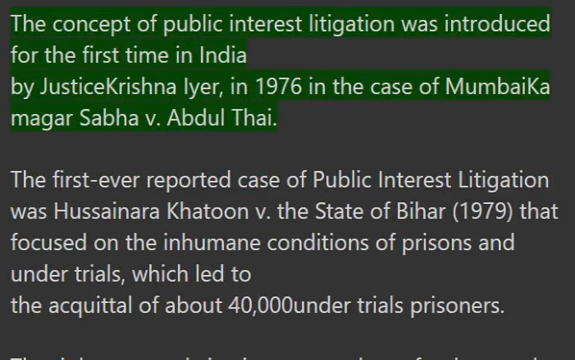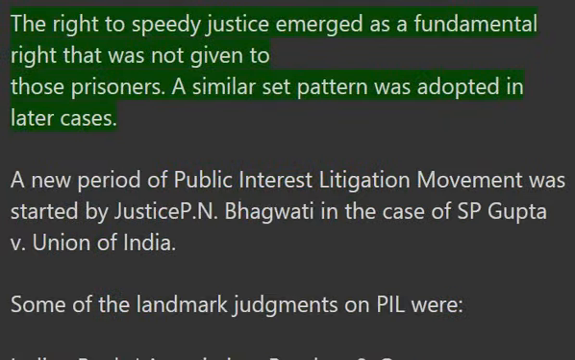The concept of public interest litigation was introduced for the first time in India by Justice Krishna Iyer in 1976 in the case of Mumbai Kamagar Sabha v. Abdul Thai. The first ever reported case of public interest litigation was Hussainara Khatun v. the State of Bihar, 1979, that focused on the inhumane conditions of prisons and under trials, which led to the acquittal of about 40,000 under trial prisoners. The right to speedy justice emerged as a fundamental right that was not given to those prisoners. A similar set pattern was adopted in later cases.